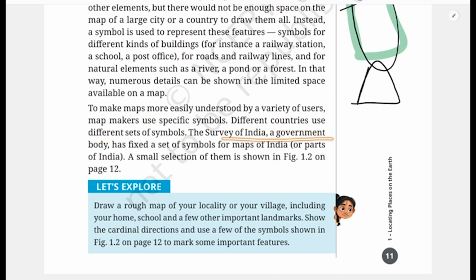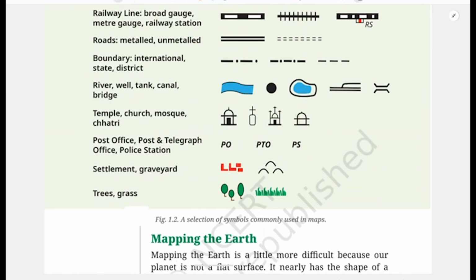Survey of India, a government body, has fixed a set of symbols. It is very important to know that the Survey of India has set up fixed symbols for the map of India or various parts of India. A small selection we can see in this picture.